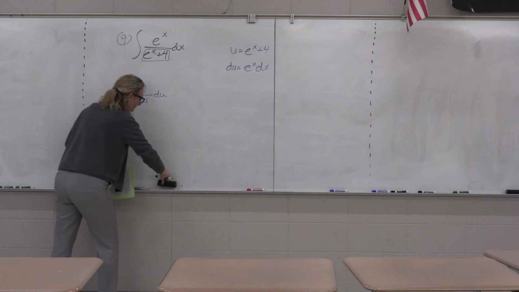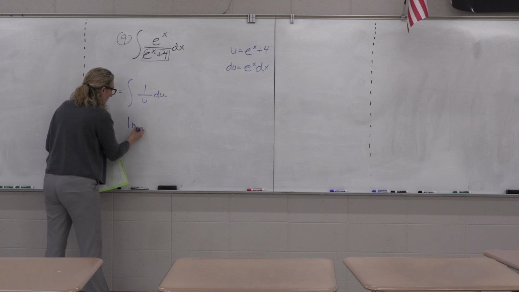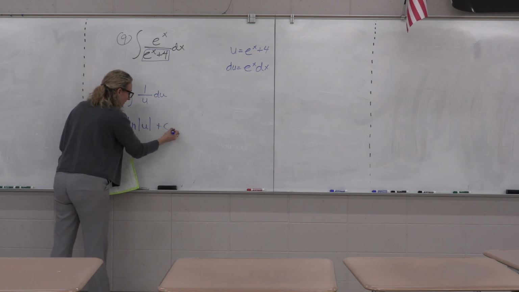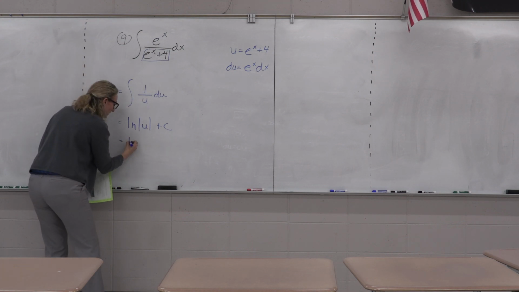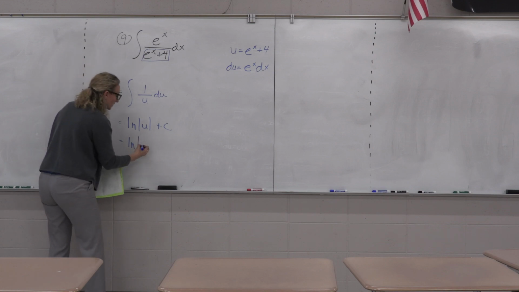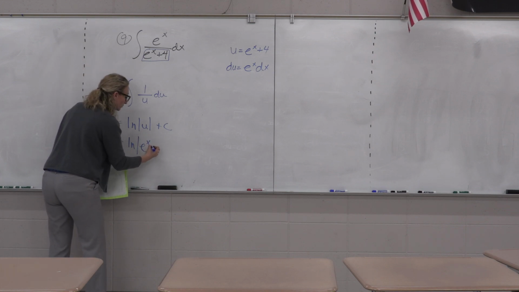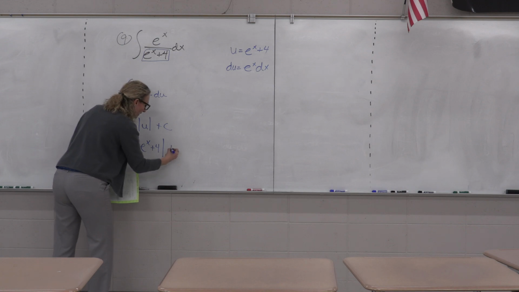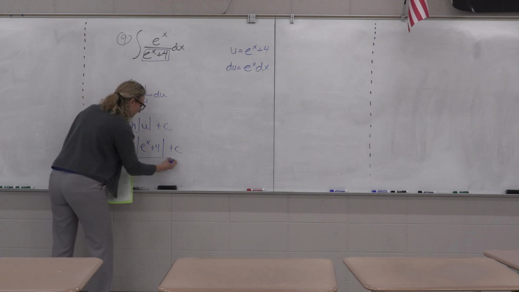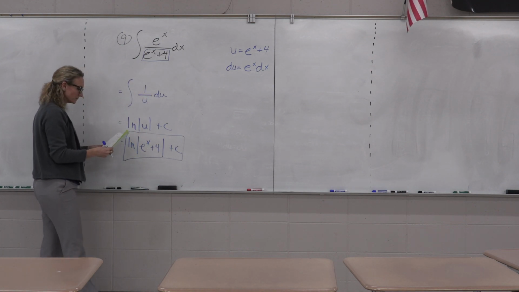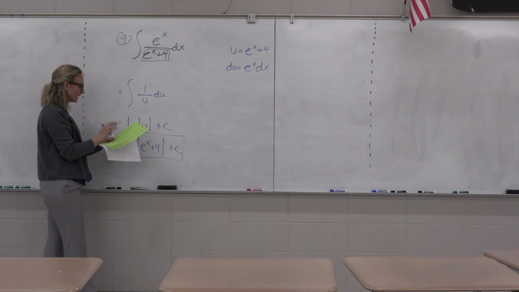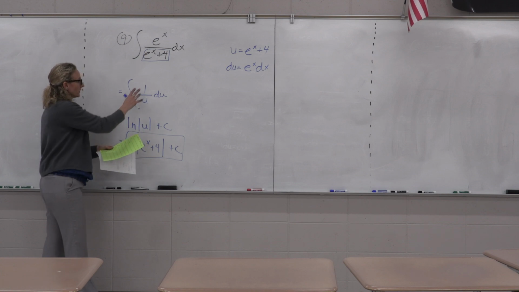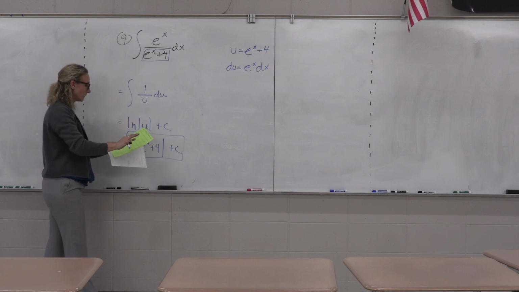Take antiderivative. It's the natural log, the absolute value of u plus c. Don't leave the u in, replace it. The natural log, absolute value of e to the x plus 4, close the absolute value, plus c. Box it.